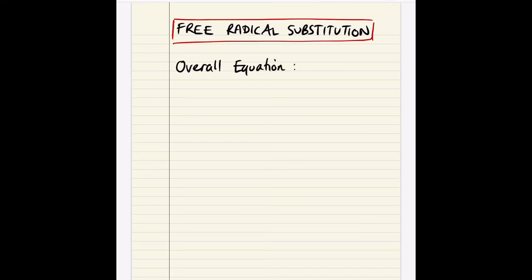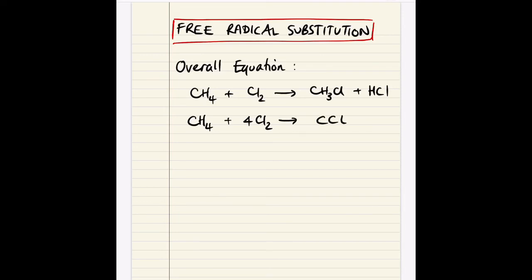And so now we can consider that overall equation. Say we started with methane and chlorine, we would end up with chloromethane and HCl. We could look at an alternative example where we start with, let's say, methane and 4 moles of chlorine for 1 mole of methane, and in this case we will be looking to make carbon tetrachloride, CCl4, and 4 molecules of HCl.